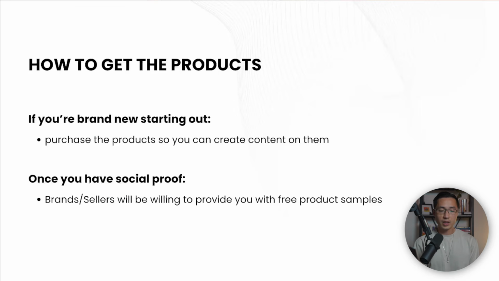So a common question I get is how to get the products. So in the beginning, if you're just starting out as a TikTok shop affiliate, you would need to purchase the products so that you can have the product in hand so you can create the content. After you have social proof and can show that you can generate sales, then many brands and sellers will be willing to provide you with free product samples. And if you're purchasing the products, I think it's also best to purchase from the TikTok shop because then you can go through the actual experience of shopping on the platform, and it's a very easy and seamless experience.